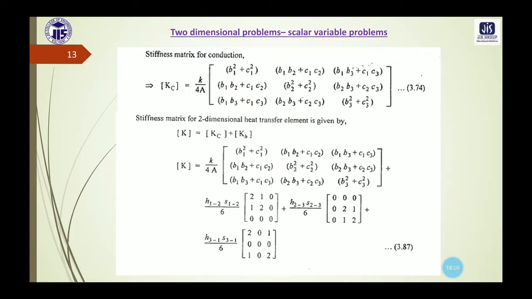This H and S are the convective heat transfer coefficient and the surface, that means the length of the side 1 2. This is the convection from the side 1 2. In a similar manner we need to calculate the convection or the length of the corresponding side of the triangular element.